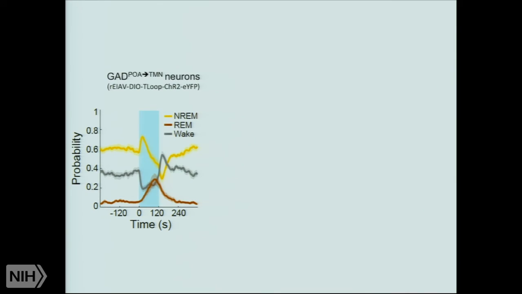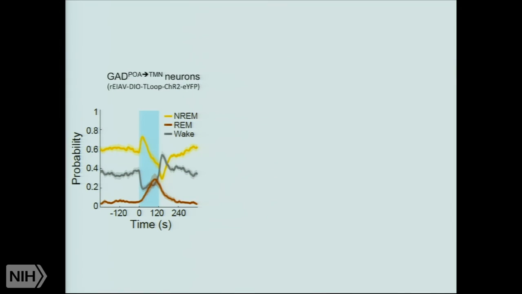But here's a summary of the probability, right? You can see that we turn on the laser, and as soon as we turn on the laser, there's a very sharp increase of the probability of non-REM sleep. Also an increase of REM, but a decrease of wakefulness that stayed low during this 2-minute period that we turn on the laser, right? So it seems like this subset is promoting both REM and non-REM sleep.